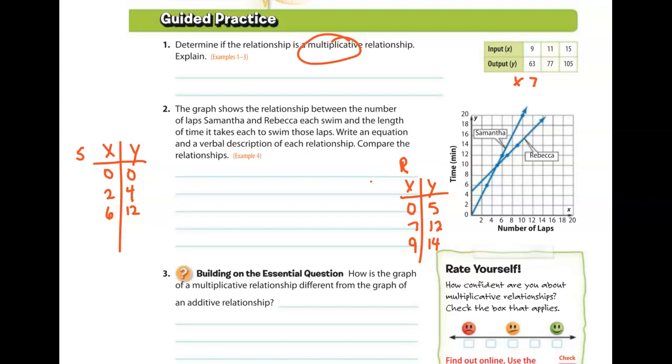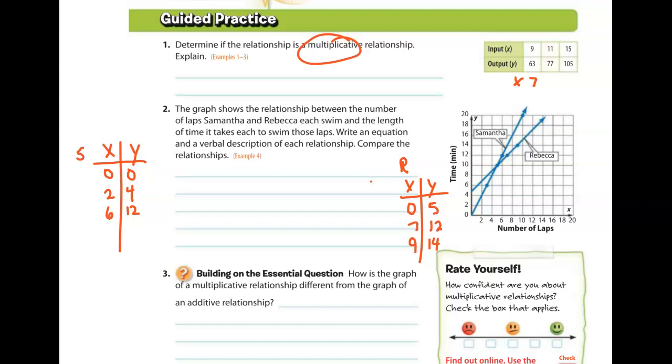And then for Rebecca, if you go over 0 for x, you would go up to 5 for y. If you go over 7, halfway between 6 and 8, you're going to go up 12. And then if you go over to 9, halfway between 8 and 10, you're going to go up to 14. Now that we have seen both of the tables, I want you to write the equations for each. Okay, so answer the following question.